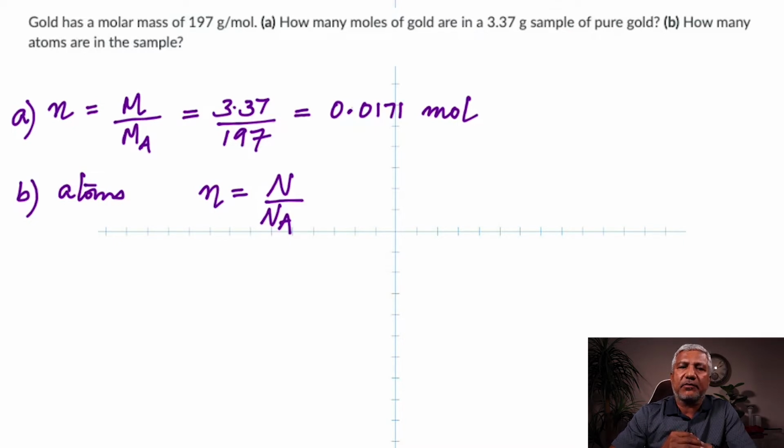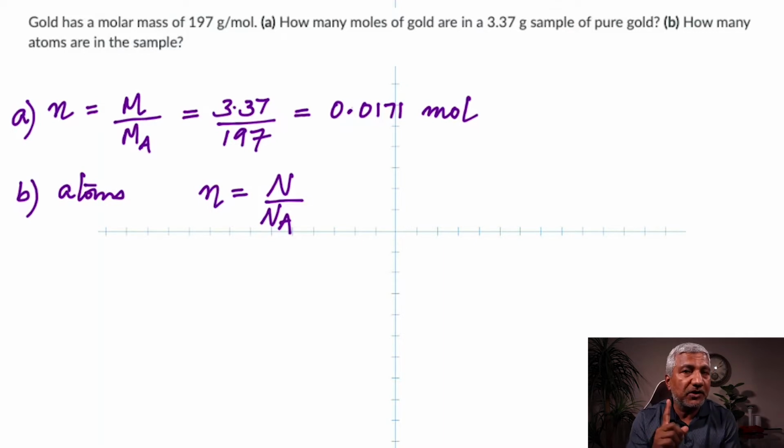Avogadro number is the number of atoms in 1 mole of anything. And the number is 6.022 times 10 to the power 23. So if you take 32 grams of oxygen, you will have exactly the Avogadro number of molecules in it. That's what it means. This question is asking you how many atoms are in the sample.